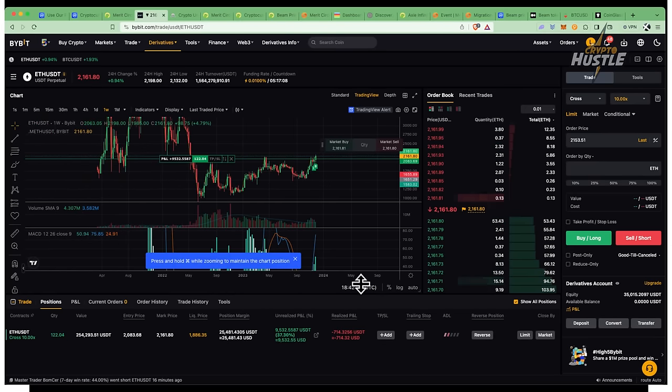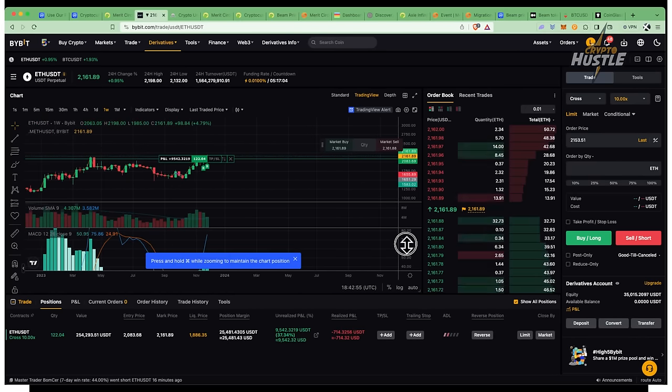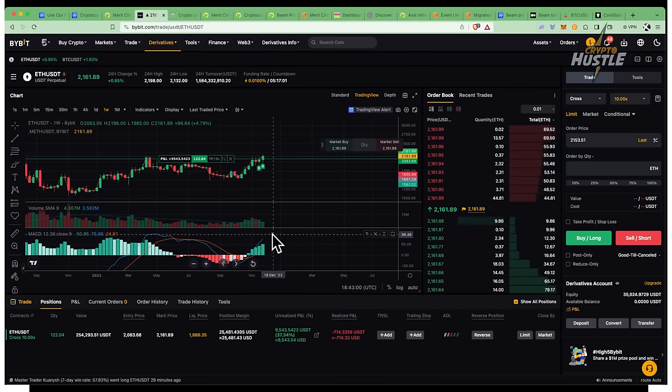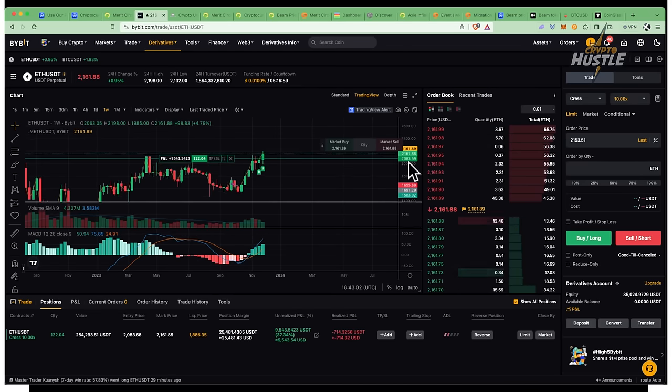But look at the volumes, man. Ethereum looks juicier than ever before this year. So it's looking good. Look at the volumes. Look at the momentum. Everything checking out. Okay? Don't hate. Accumulate. All right.